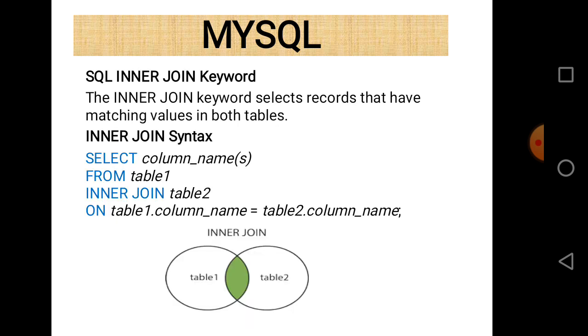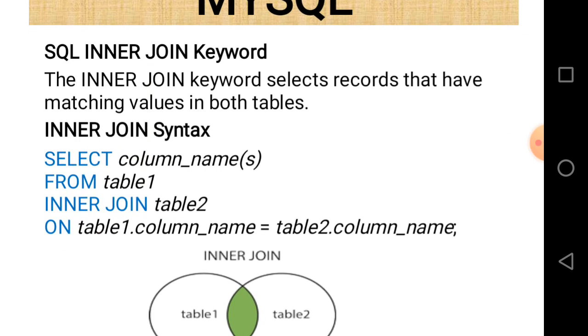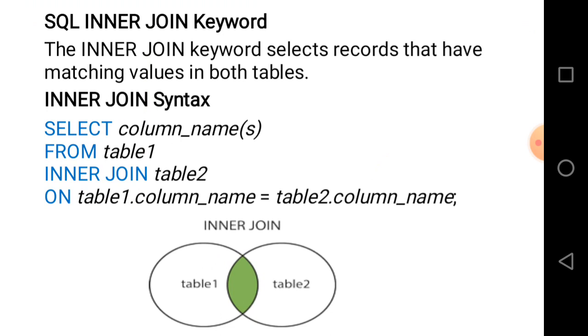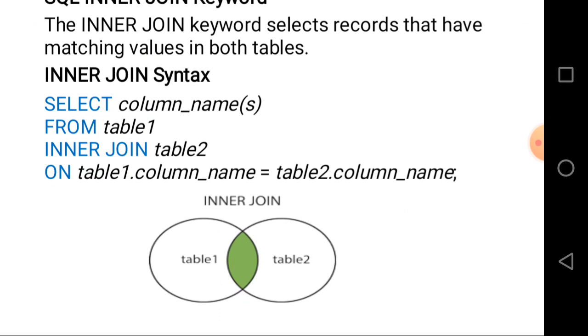The inner join keyword selects records that have matching values in both tables, and that is the syntax of inner join. First write the select keyword and then column names. If you have to select all columns, then just write a star sign, and then keyword from, and then table name 1, and then keyword inner join. After that, table 2 name, and after this we write the keyword on, and then table 1 dot column name equal to table 2 dot column name. So that is the condition of joining.